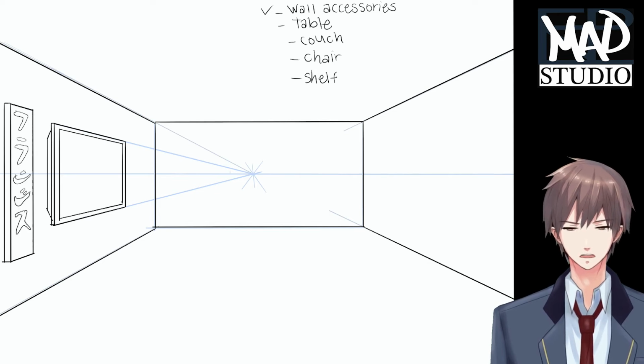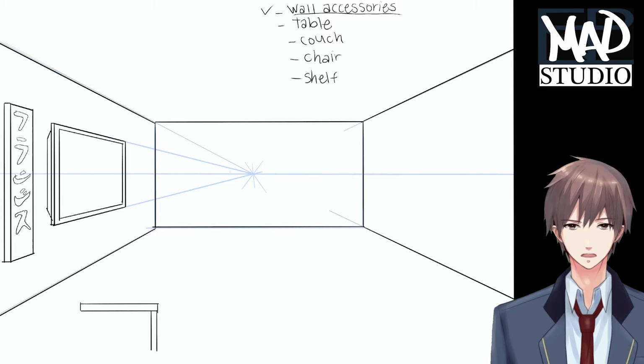Next, let's make a table for the room. Draw a thin rectangle and connect all its corners to the X, but stop halfway. Cut the sides off, then draw 2 vertical thin rectangles. Draw a horizontal line under the 2 rectangles to make sure they are even.